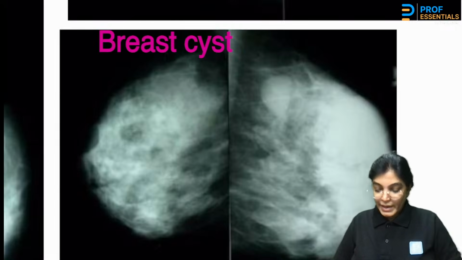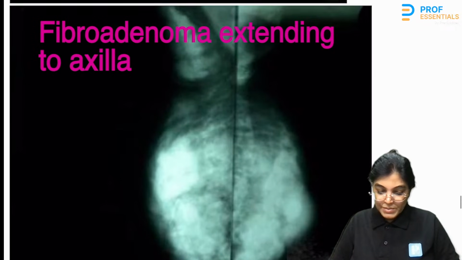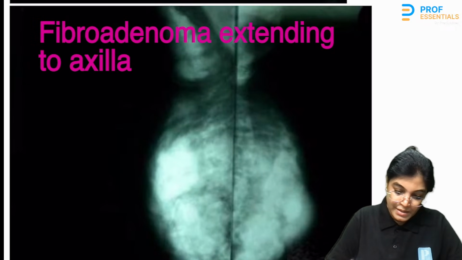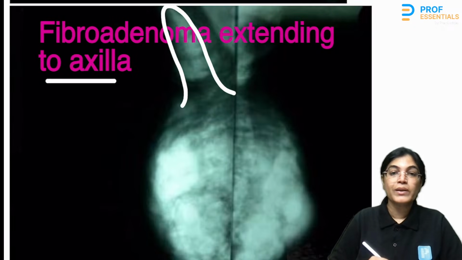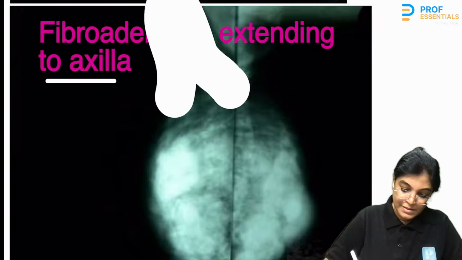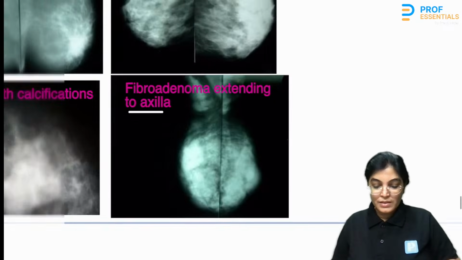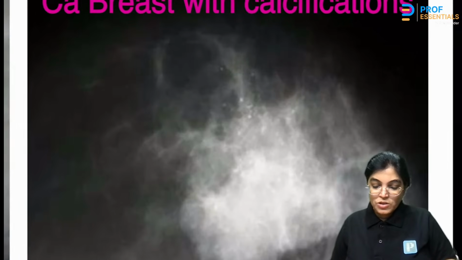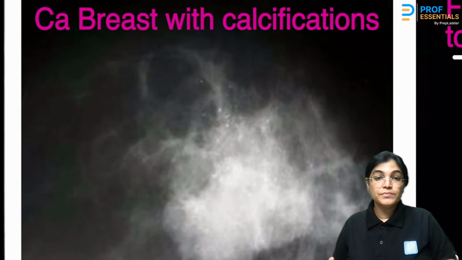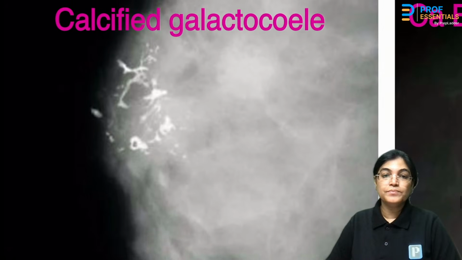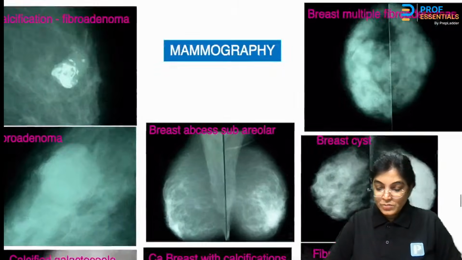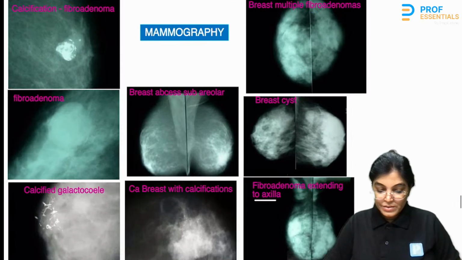Fibroadenoma can also extend to various locations. In one of these images, you can see the fibroadenoma extending to the axilla. This fibroadenoma extension is going into the axillary region. This is the carcinoma of breast with calcification, and this is the calcified galactocele.